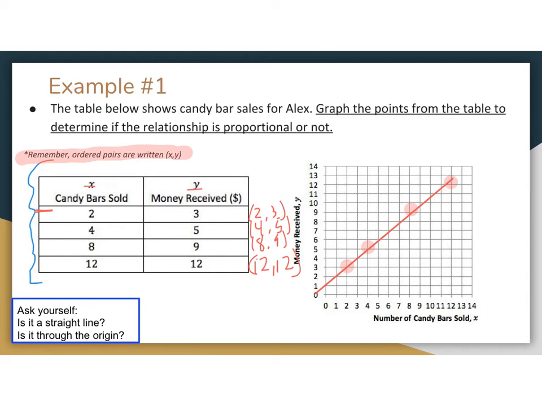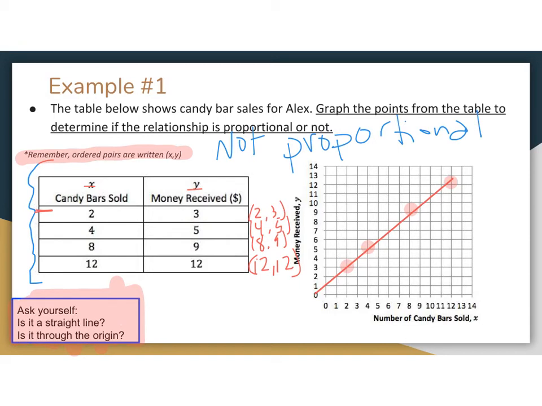I want you to look right down here at this little box. You don't have to write this down. You know what? We'll just highlight the whole thing. I want you to ask yourself, is it a straight line? Is it through the origin? If the answer to either one of those questions is no, then the example is not proportional. So I'm going to write that up here. Not proportional. Oops, sorry, that's a little messy.